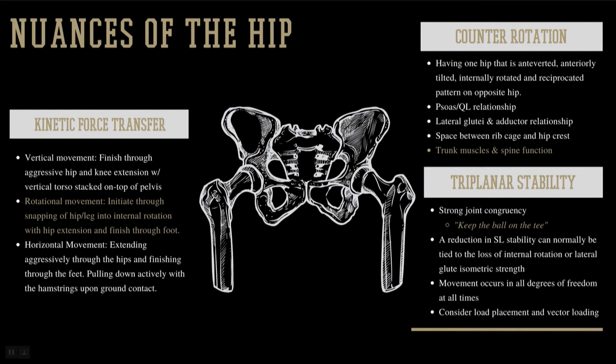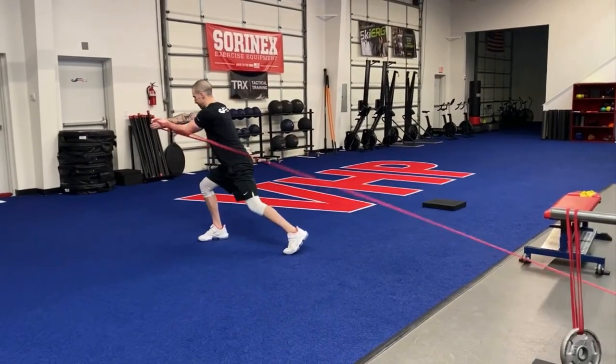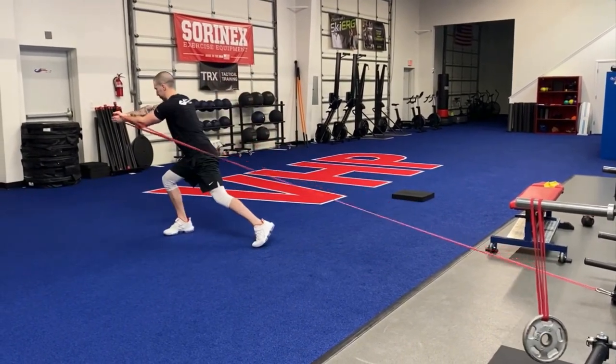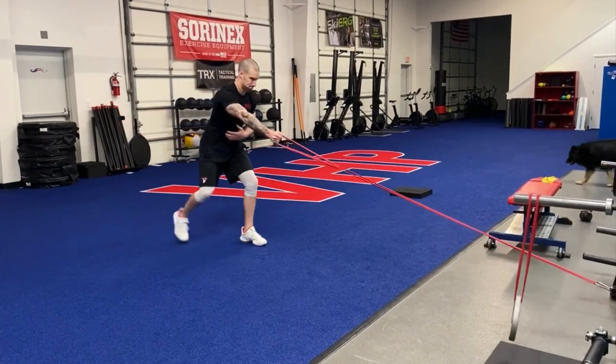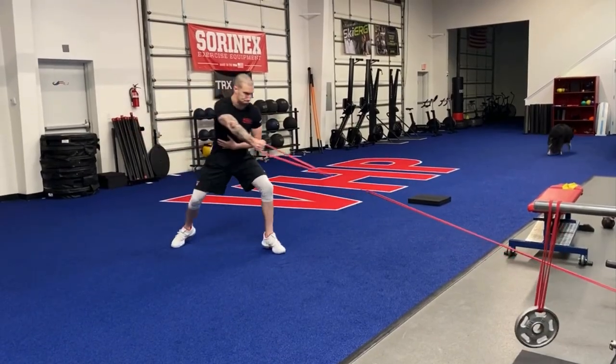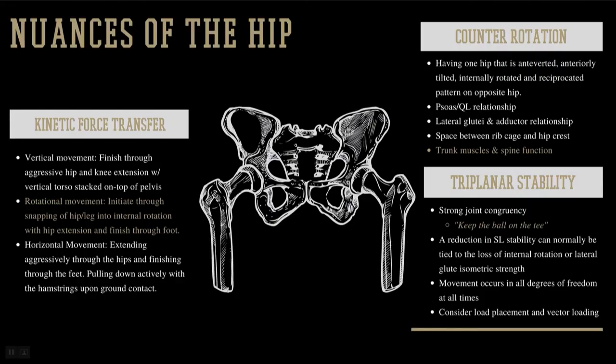As for rotational movement, this is something that's going to be a lot more dependent on A, context of sport, B, the situational strength or ability of the athlete, but largely in part, I want to initiate this through a rapid snapping of the hip and the leg into internal rotation as we're going into full terminal extension and then finishing through the foot. So this is where I'll utilize that stabbing cue for the foot to help drive the snapping of the hip. Horizontal movement is going to be, again, an aggressive extension, but we're going to finish by pulling down actively through the hamstrings upon ground contact.